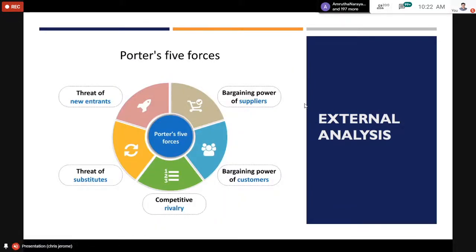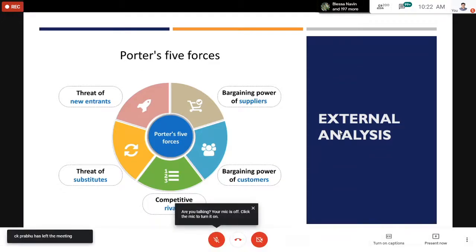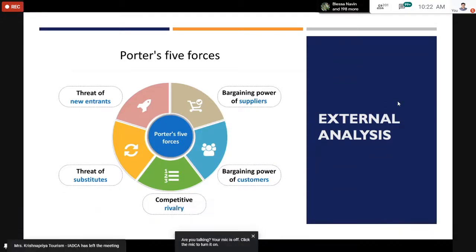Another great tool for external analysis is Porter's Five Forces. I'm sure you're all aware. So Porter's Five Forces talks about what is the bargaining power of suppliers in this industry. So this is more an industry analysis. The PESTEL analysis was for the general external environment. Porter's Five Forces is specific to the industry. So it's looking at what the suppliers of the industry look like, what is their bargaining power, how many customers are there. If there are few customers, then they have significant bargaining power, or if the customers are quite diversified and dispersed, then they have lower bargaining power, which is great for the company.